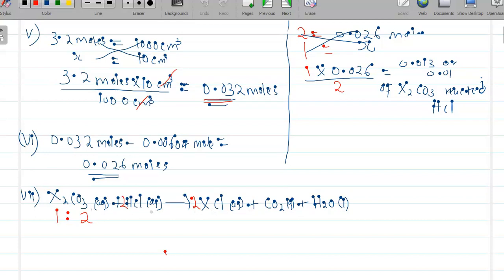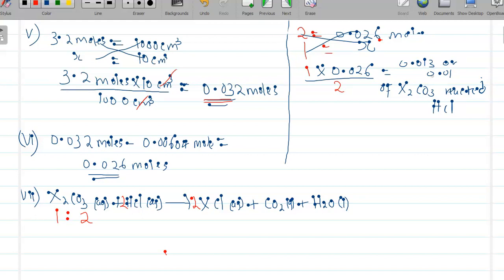When balancing, X is 2 here, then 2 here, hydrogen 2 here, hydrogen 2 here, then the rest are balanced. Mole ratio is 1 to 2. Since the mole ratio is 1 to 2 and you have the number of moles of the acid that reacted with the carbonate, this 2 mole ratio, which is from the acid, is equal to this number of moles. Then 1 mole ratio from the carbonate is equal to how many? From there, you multiply 1 times 0.26, then anything multiplied by X will go down. Then you divide, you will get 0.013.